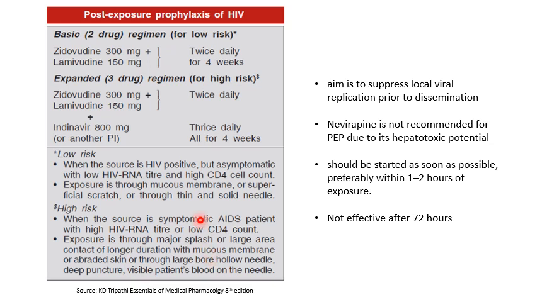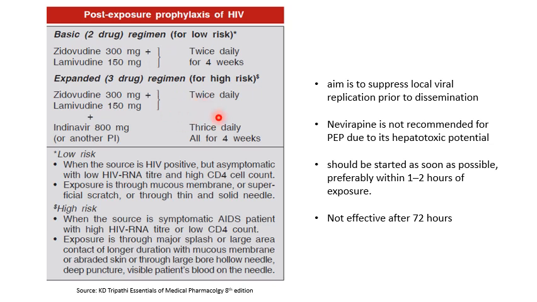Okay, so here the preferred drug for post exposure prophylaxis is zidovudine 300 milligrams plus lamivudine 150 milligrams twice daily for 4 weeks. So this is the 2 drug regimen. So this 2 drug regimen is recommended for low risk exposure, and for high risk exposure a 3 drug regimen is preferred. So here zidovudine lamivudine is combined with one protease inhibitor, taken twice daily or thrice daily for 4 weeks. So this is for high risk exposure.